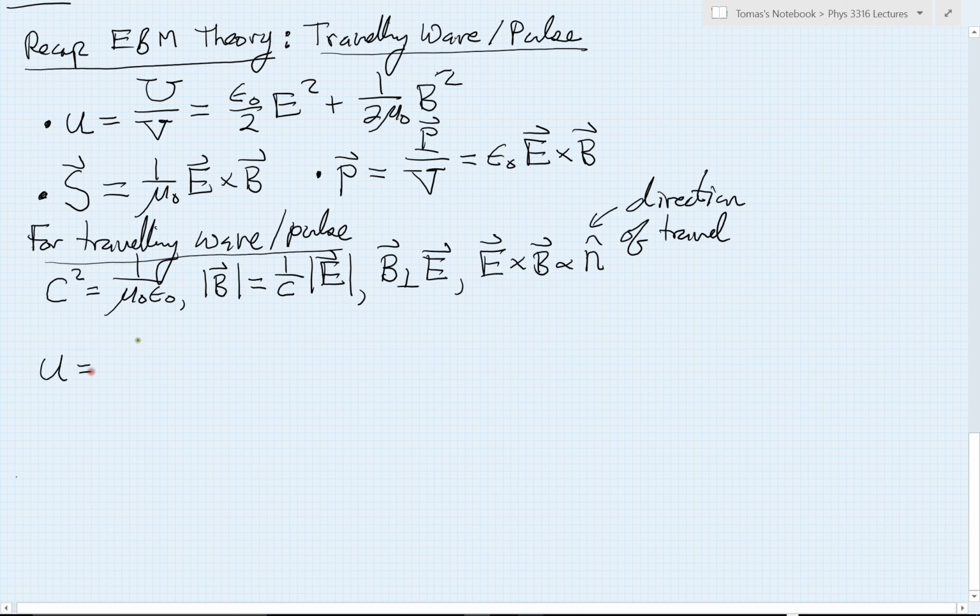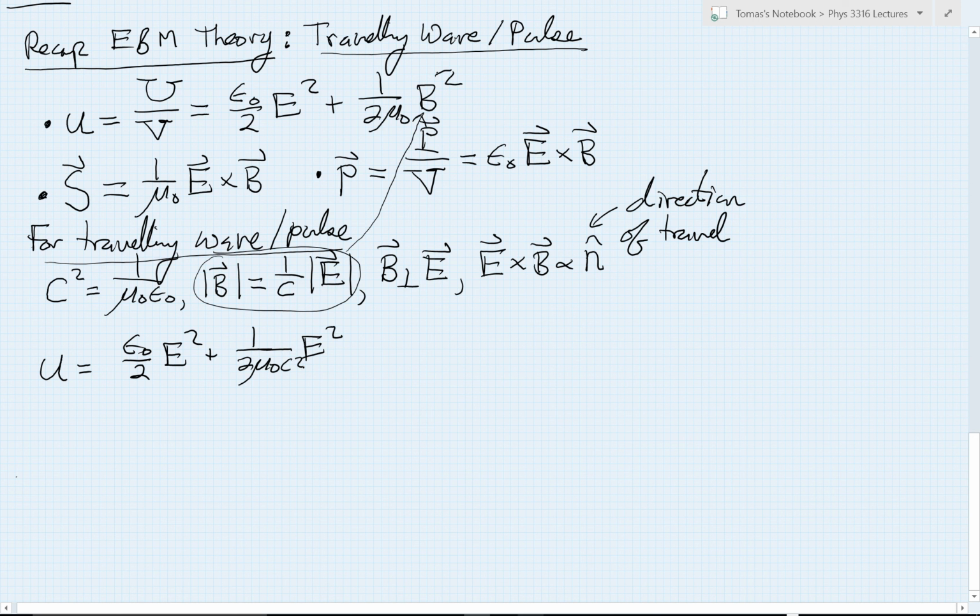So U, as we know, is epsilon naught over 2 E squared, plus 1 over 2 mu naught times B squared. But now we can use the fact that the magnitude of the magnetic field is exactly the magnitude of the electric field divided by c. So basically I'm going to be substituting this result in for B. And when I do that, I'll get E squared on top and c squared on the bottom.